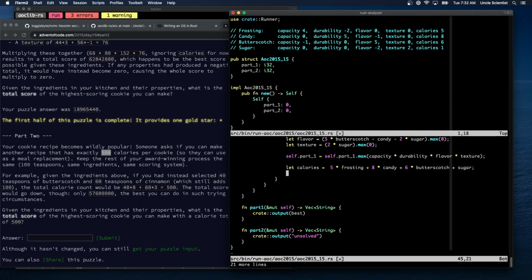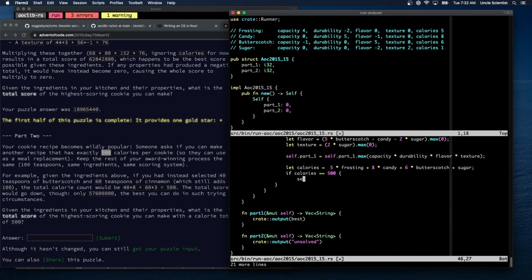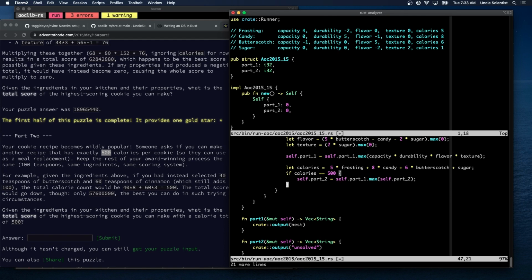And then we're going to look for an exact 500 calorie cookie. If calories is equal to 500, then all we need to do is save part 2. Set self.part2 is equal to self.part1 dot max of self part 2. Let's do it the other way around, because that way we're setting it to that. I mean, it doesn't matter effectively. It's just I'm going to keep the pattern the same. Right? Self part 1 is self part 1, the max of the new value. Self part 2 is self part 2, the max of the new value.